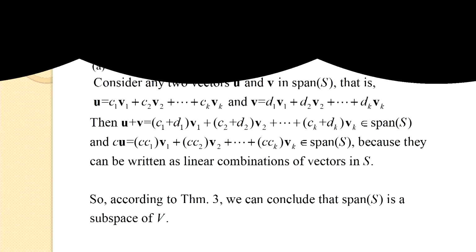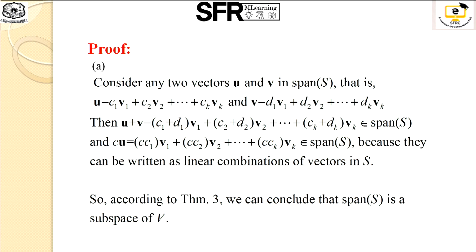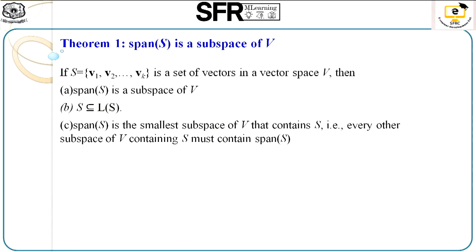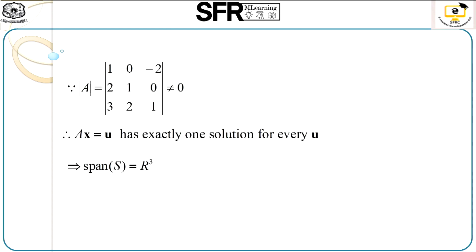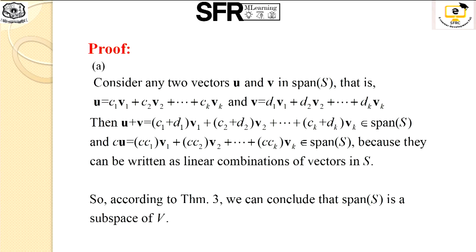So, first one, proof. Consider any two vectors. In the first one we prove span of S is a subspace of V. So, we take one element from span of S. Here we consider two vectors u and v in span of S. We prove this part using one theorem.